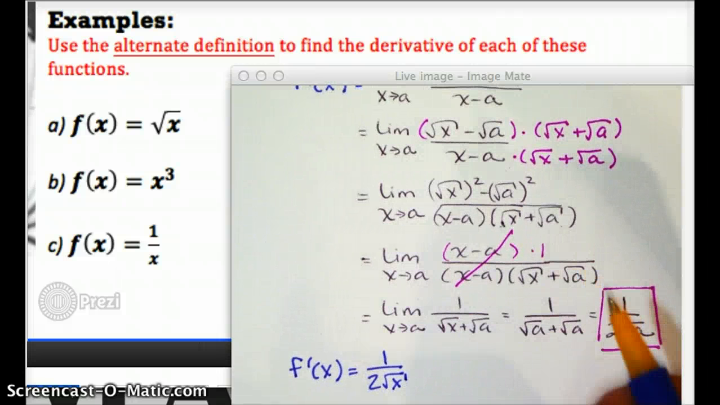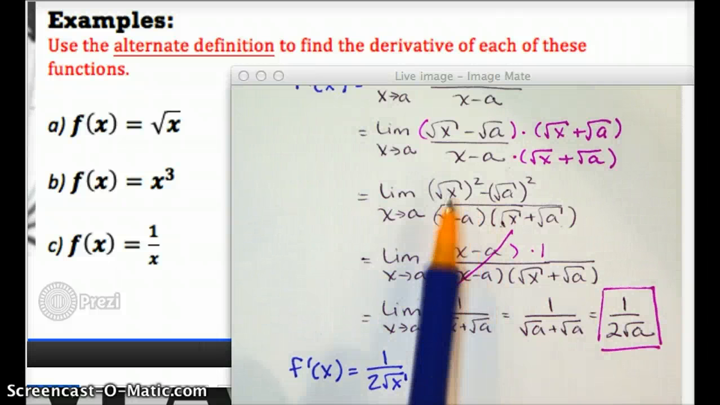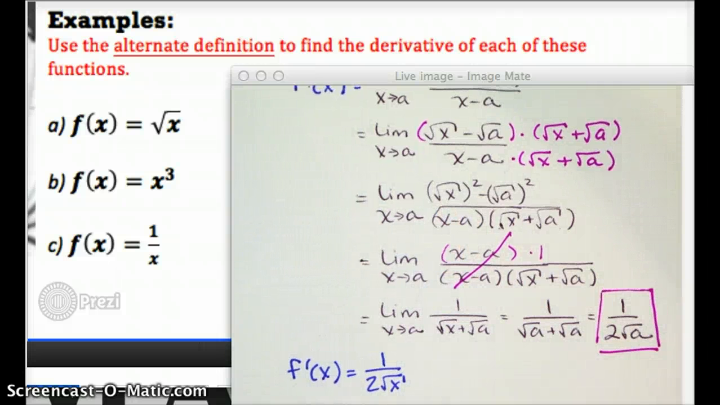Now, aside from that kind of weird, confusing thing at the end, some of you may find this work more straightforward than the work where we had to actually FOIL out or deal with the x and the h inside of the square root. Go ahead and try this new method for the next two examples. When you hit play, I'll show you the answers.